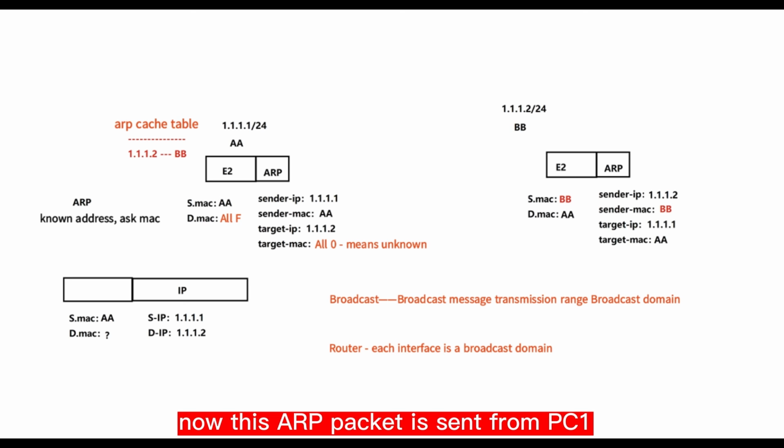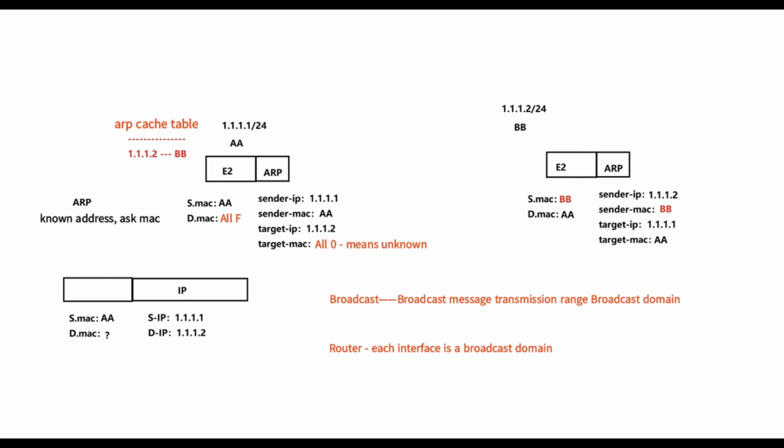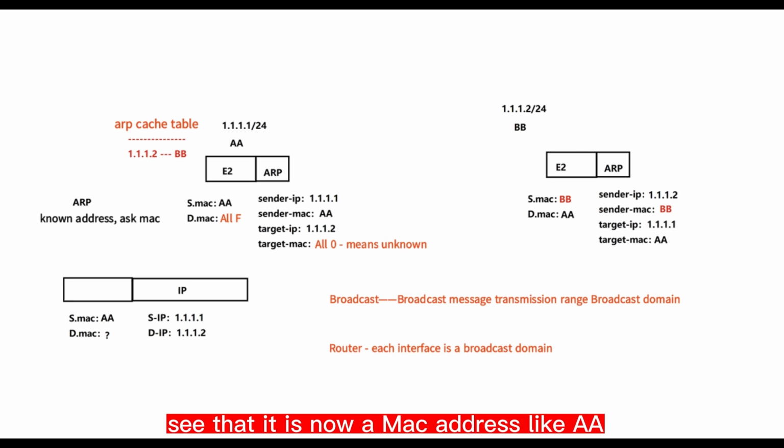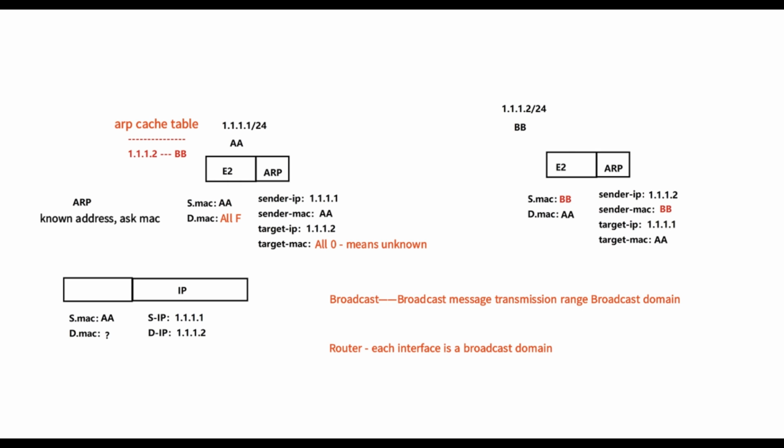Now this ARP packet is sent from PC1 to the device PC2. After PC2 receives it, it sees that it comes from a MAC address like AA, which sent it a message requesting its own MAC.